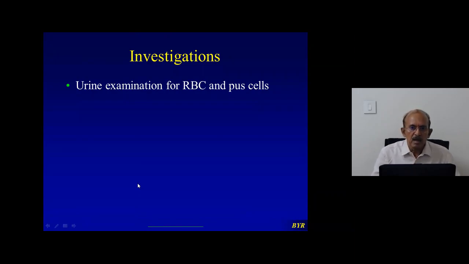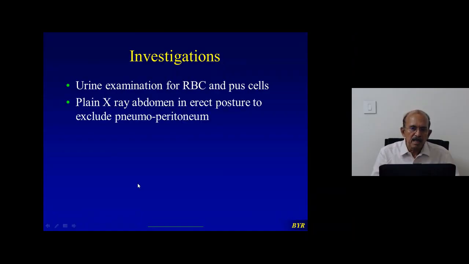Urine examination for RBC and pus cells. That is the simplest test you do to exclude urinary tract infections and urinary tract diseases. Plain X-ray abdomen in erect posture to exclude pneumoperitoneum. That means air in the peritoneal cavity. Air in the peritoneal cavity indicates perforation of any hollow viscus in the abdominal cavity, like perforated duodenal ulcer or perforated ileal ulcer due to typhoid.